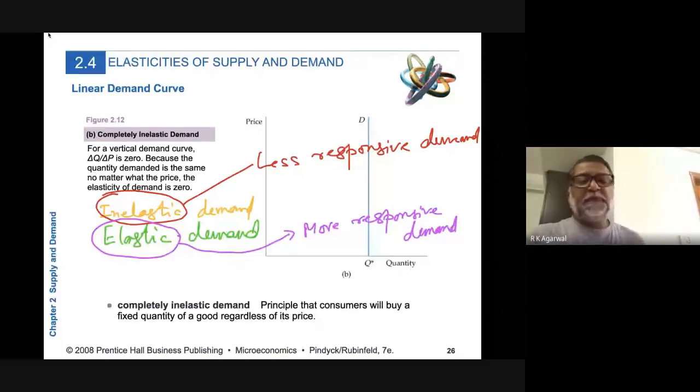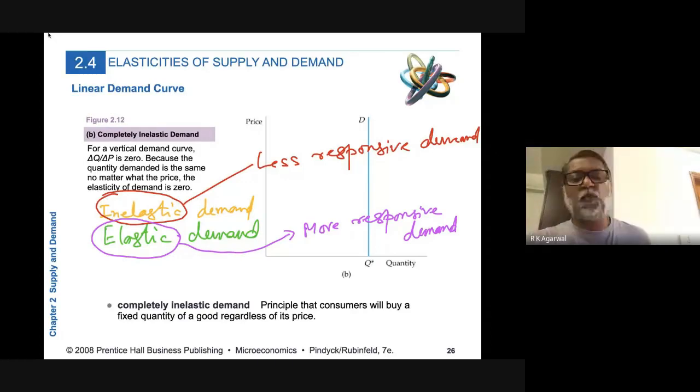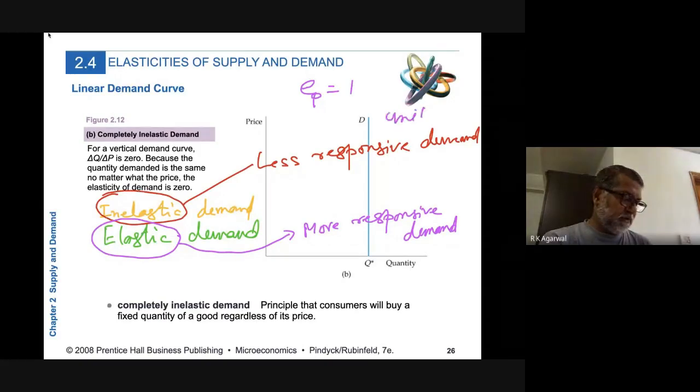And I have not yet defined what is less, what is more. All that I'm saying is that please remember that if you go through a news report in which you've come across a term like inelastic demand or elastic demand, then what it means is that it is either less responsive demand to a change in price or a more responsive demand to a change in price. So what is less responsive and what is more responsive? So the benchmark is 1. If elasticity is 1, then we call it, of course, unit elasticity.